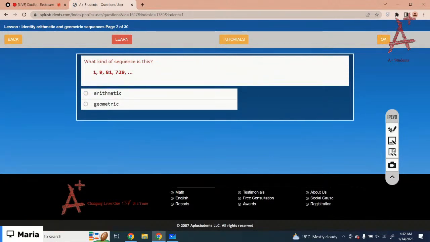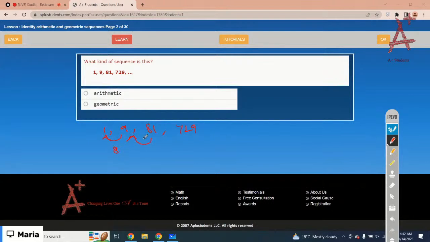Okay, the next one: what kind of sequence is this? 1, 9, 81, 729. Just check for the arithmetic first. Calculate their differences. 9 minus 1 is 8. 81 minus 9 is 72. And 729 minus 81 is 648. The differences are not the same. That means this is not the arithmetic.